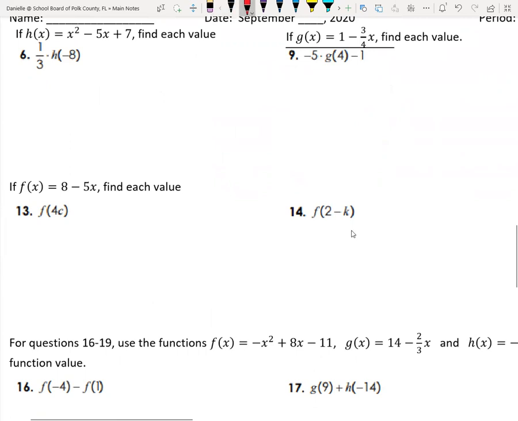Because again, you already had all this information and we were supposed to finish this for homework from last class. So this says we're using F, and instead of X, we are putting in 4C. So I'm going to rewrite the problem. And again, we're going to delete our X and put 4C.